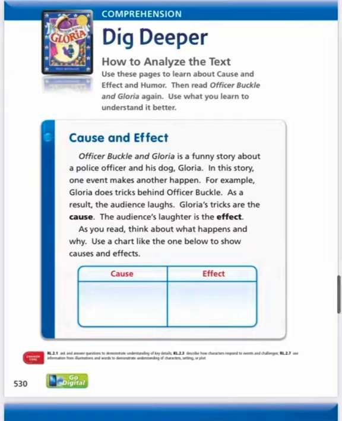As you read, think about what happens and why. Use a chart like the one below to show causes and effects. Cause, effect.